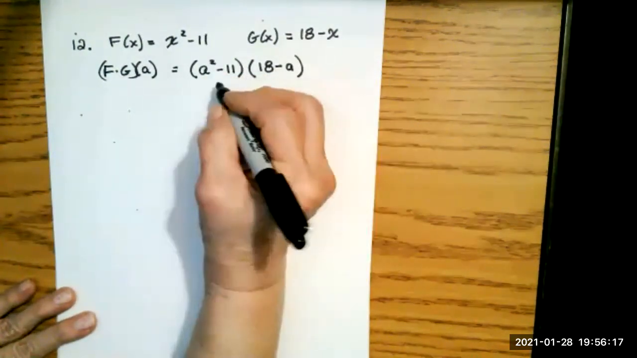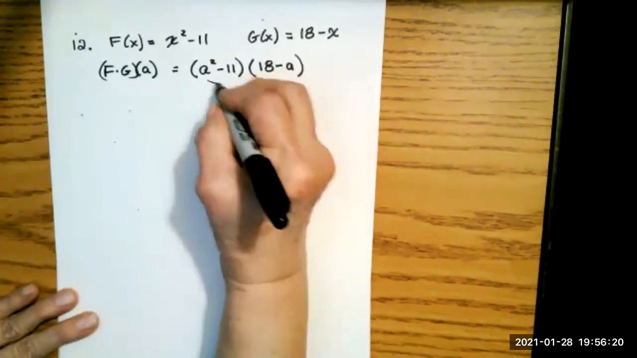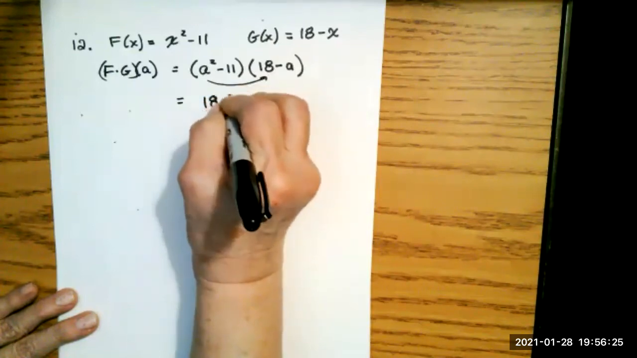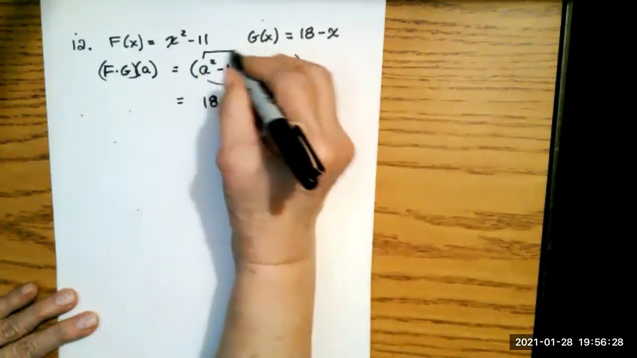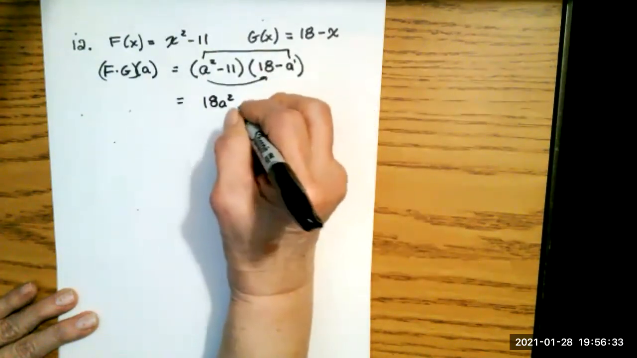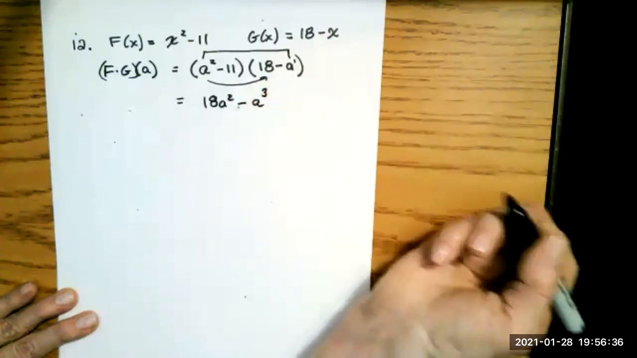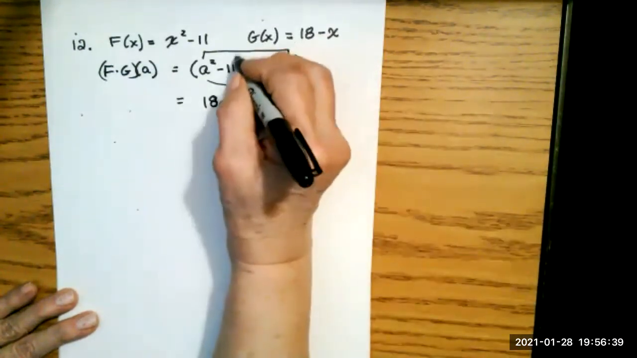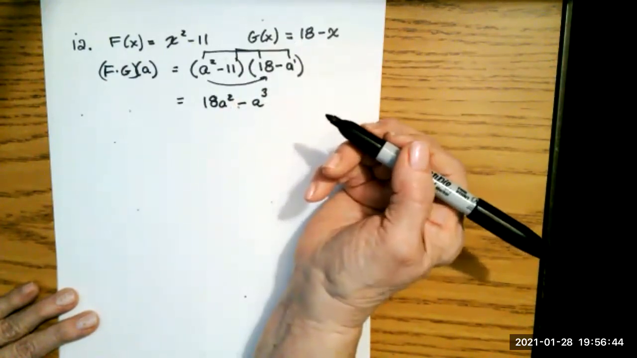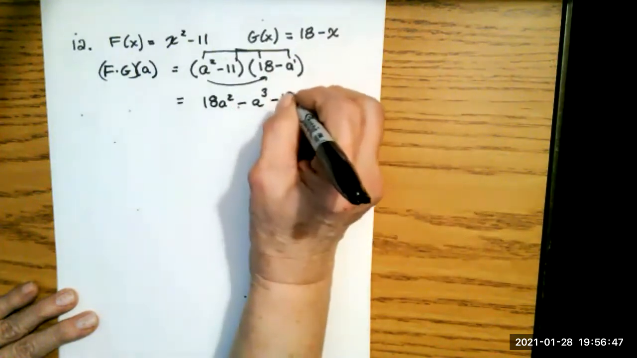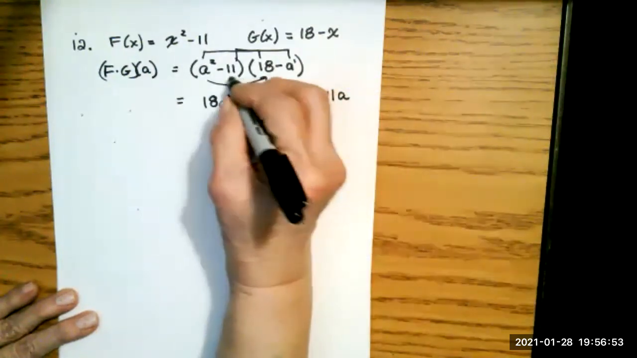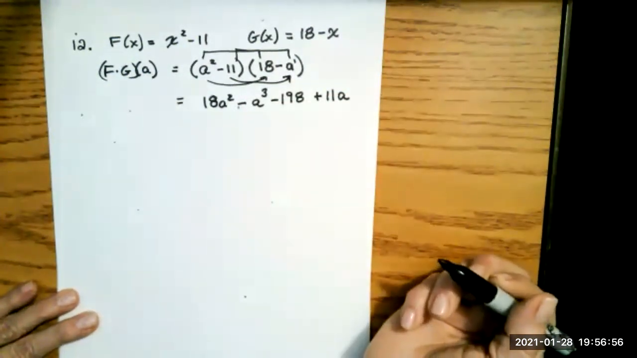So now then, you just do the FOIL method after that, correct? That's correct. You are correct. Very good. So we have 18a squared when I do the first ones. The outer one's going to give us a to the first times a to the second is a to the third. The inner ones are negative 11 times 18, and I think that is negative 198. Somebody check and make sure I haven't done that incorrectly. It is. And then last is positive 11a.